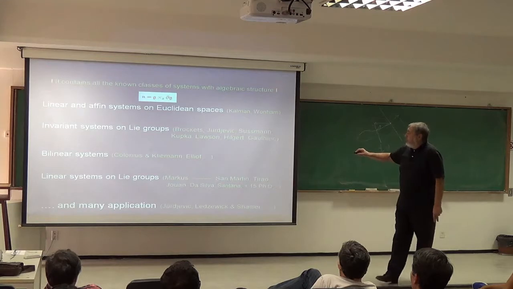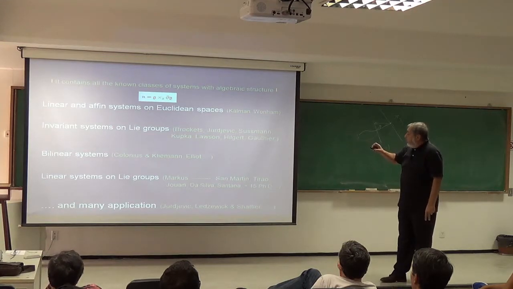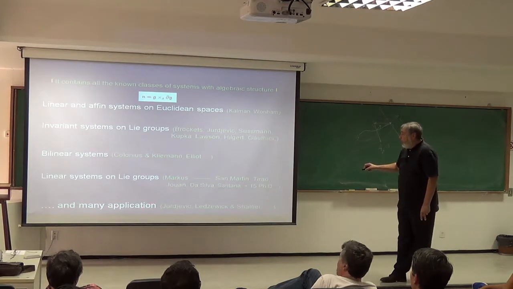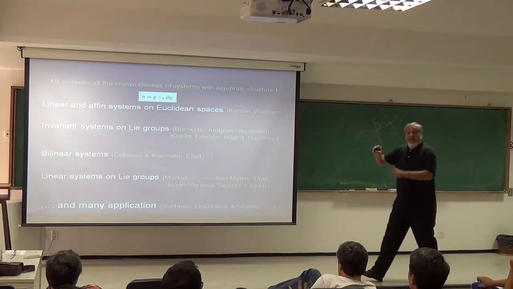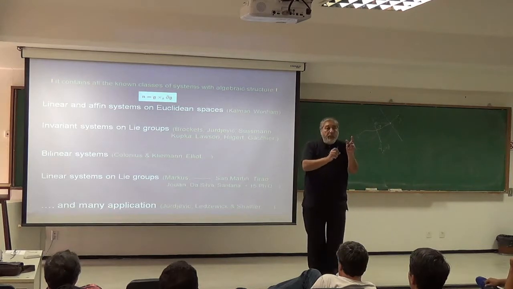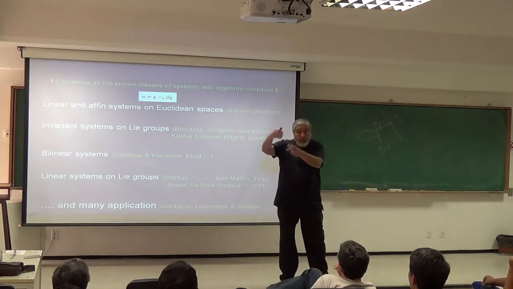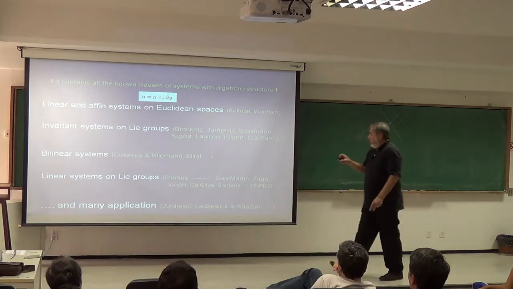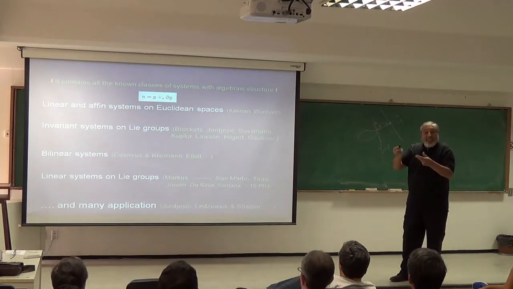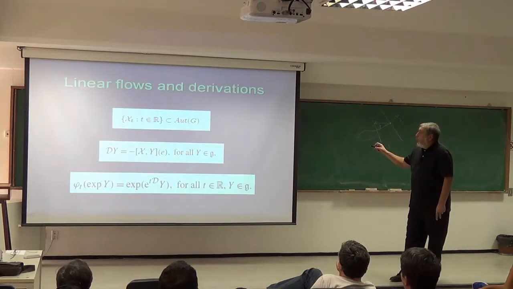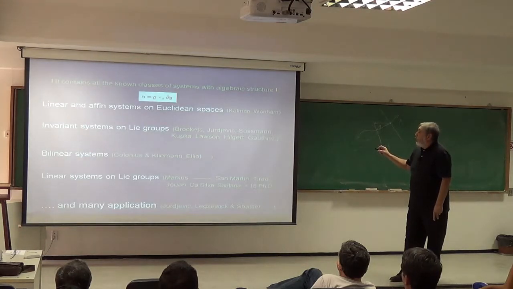Because it contains many, actually all, the systems we know that contain some algebraic structure. For example, invariant systems on a Lie group, bilinear systems, linear systems on a Lie group, and many, many applications. Let me give you a couple. The drift is a sum between invariant and linear, also affine. This is huge. Actually, all these systems are particular cases of this huge class.